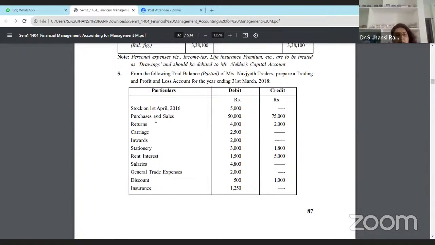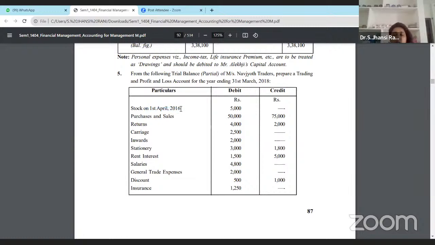And if you look at here, they have given us particulars, debit, credit, and the particular stock on 1st April. So whenever it is 1st April, what does it mean? It's nothing but the opening stock. This can be understood when you look at the date 31st March 2018. 31st March is our ending period, so 1st April is our opening date. So here our year will be 1st April 2017 to 31st March 2018. So this is nothing but the opening stock to us.